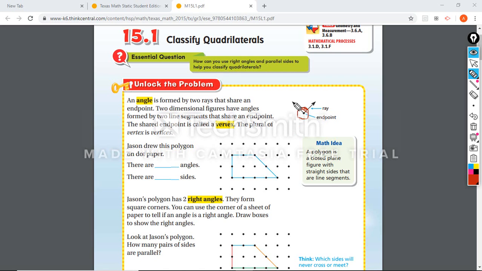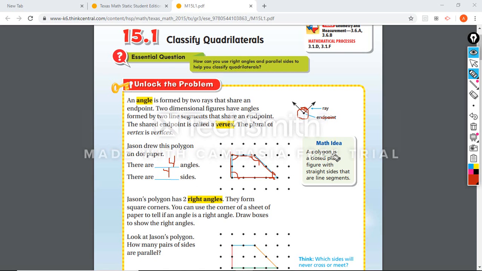So you can draw this, and then draw an arrow, and then instead of putting endpoint, you're going to put vertex. Okay. So here's a polygon. Don't worry about polygon. We're going to get that definition later. So this is a polygon. How many angles are there? Well, here are two line segments. Here's an endpoint. That's one angle, two angles, three angles, four angles. So there are four angles. How many sides? Well, there's 1, 2, 3, 4.